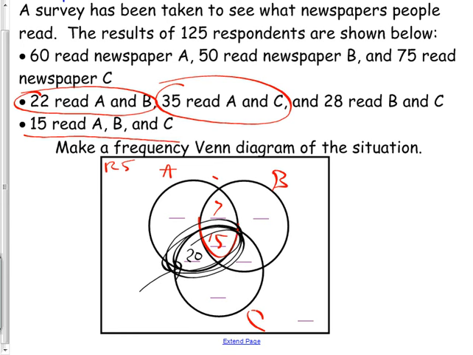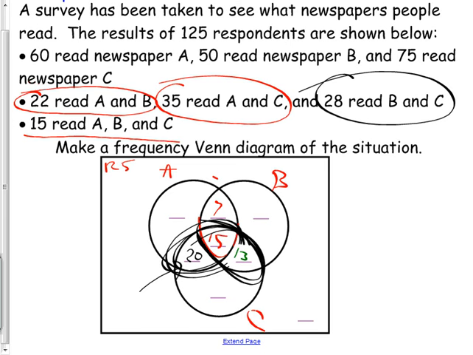And then I think you're getting the pattern here. 28 is B and C, and so together these make 28. 13 then. That's kind of hard to read. I'm going to change it to green. 13. All right. And then you do the outside last.